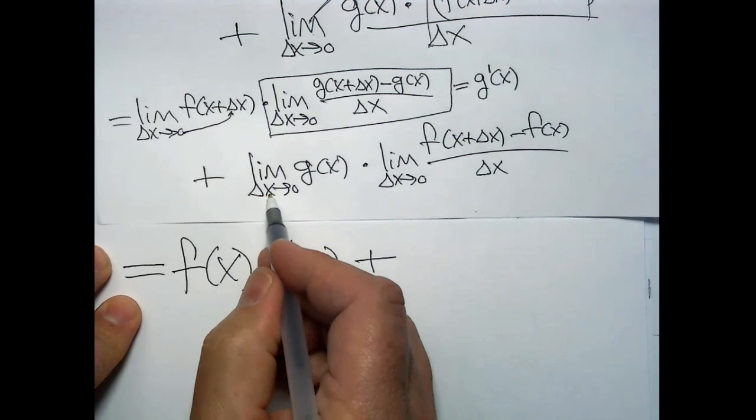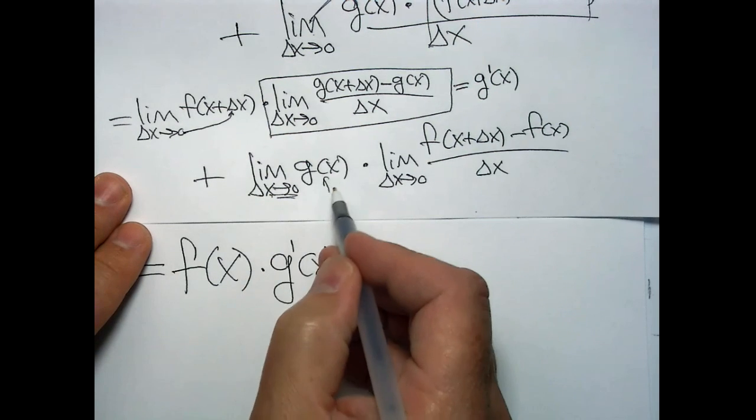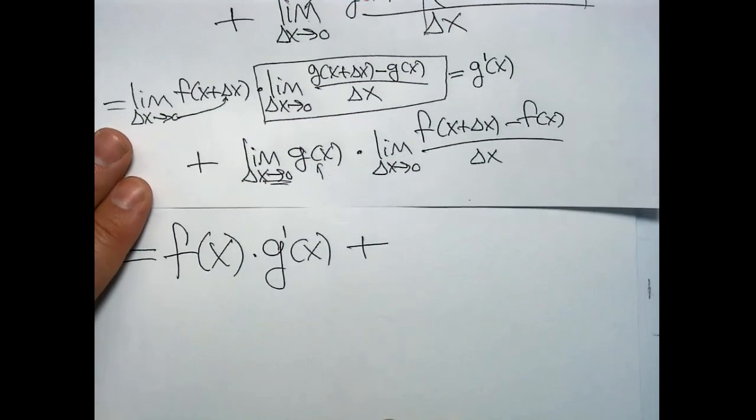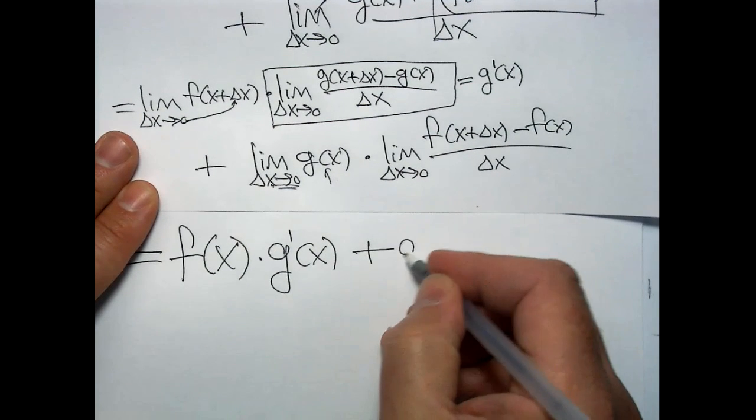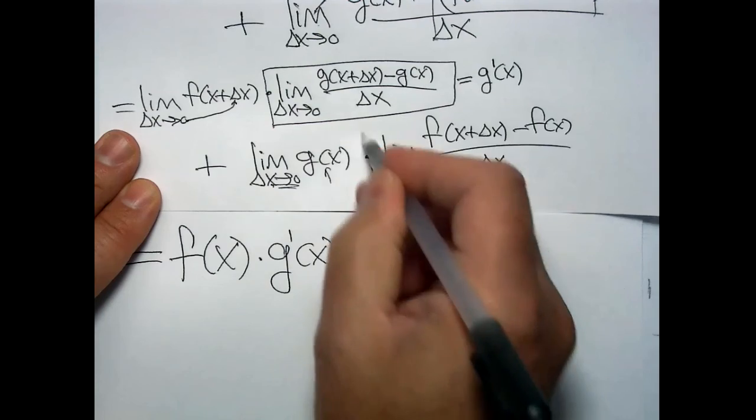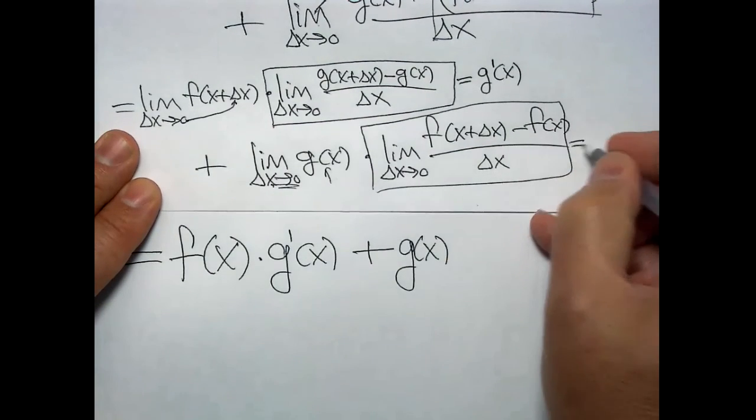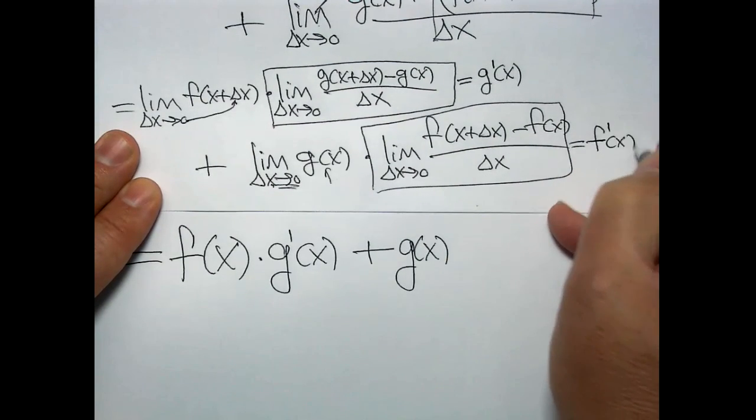Plus. So what's this? Delta x goes to 0. g of x doesn't care about that. There is no delta x in there. So it's just g of x. And what's this right here? This is the very definition of the derivative.